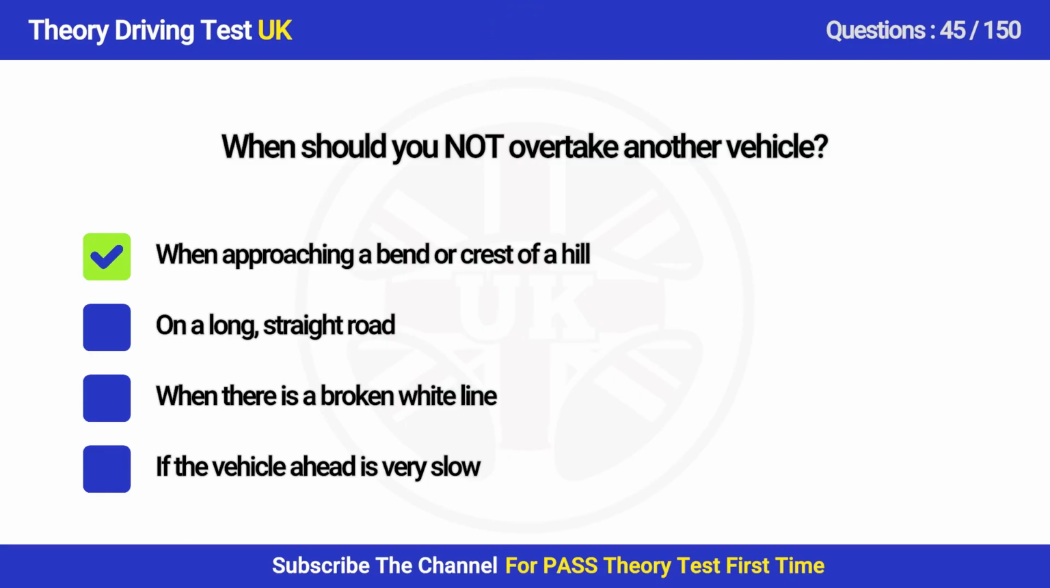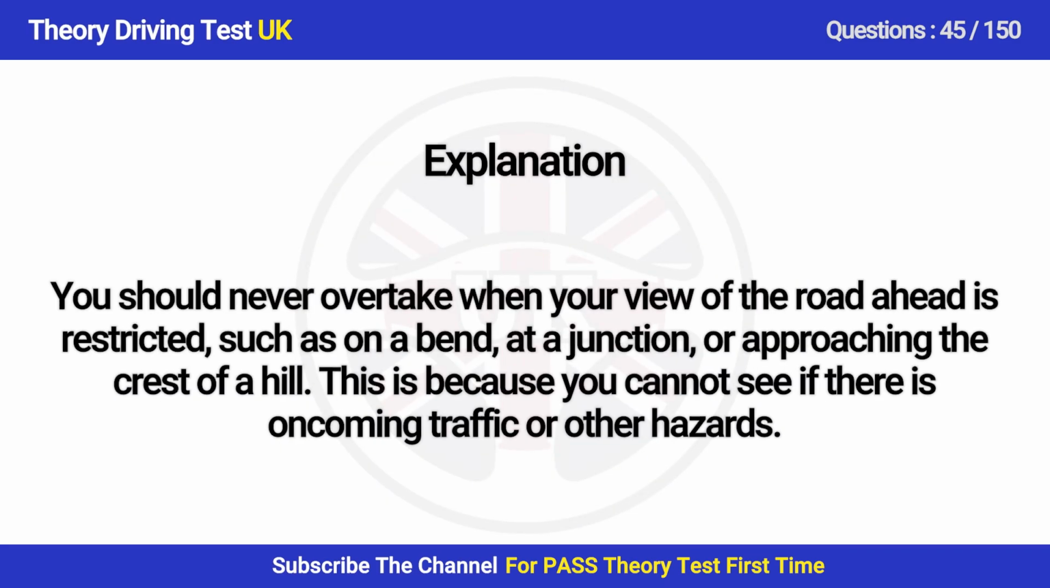Answer is A. When approaching a bend or crest of a hill. You should never overtake when your view of the road ahead is restricted, such as on a bend, at a junction, or approaching the crest of a hill. This is because you cannot see if there is oncoming traffic or other hazards.